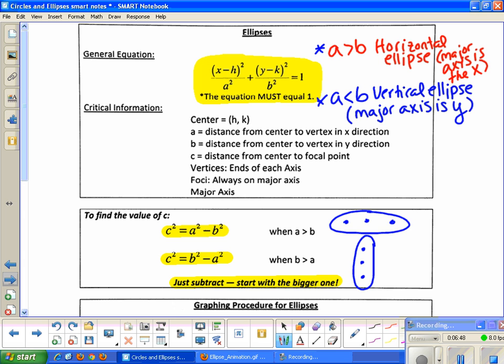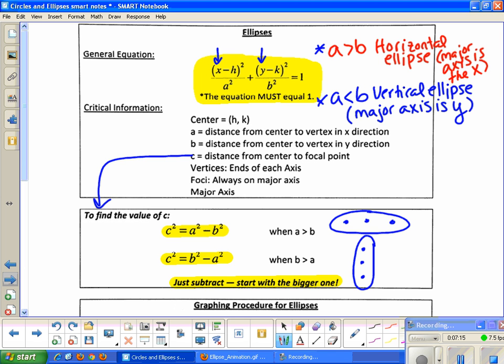The center for this is h and k. A is the distance from the center to the vertex in the x direction, which makes sense because it's over x. B is the distance from the center to the vertex in the y direction because it's over y. C is the distance from the center to the focal point, which we find by doing this down here. The vertices are the ends of each axis, but we only use it for the major axis.